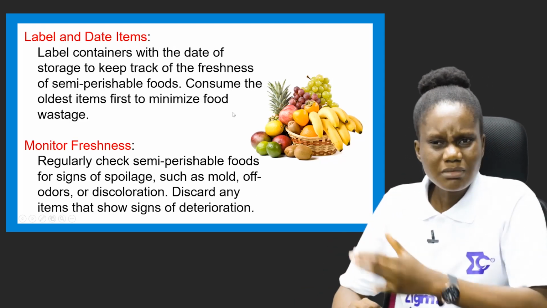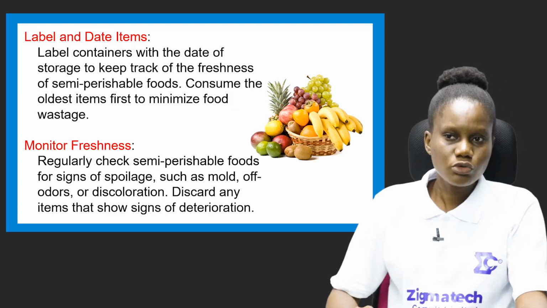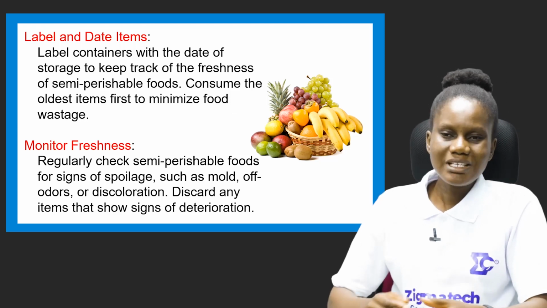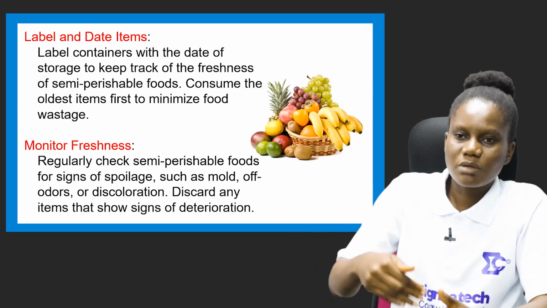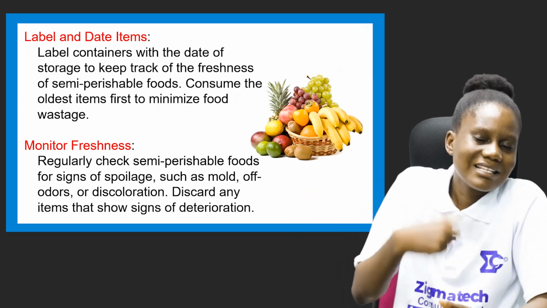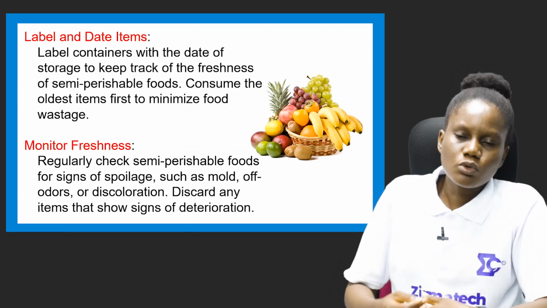Label and date items. Same thing with the way you did for your perishable, you should do also for your semi-perishable food. Label containers with the date of storage to keep track of the freshness of semi-perishable foods. Consume the oldest item first to minimize food wastage.